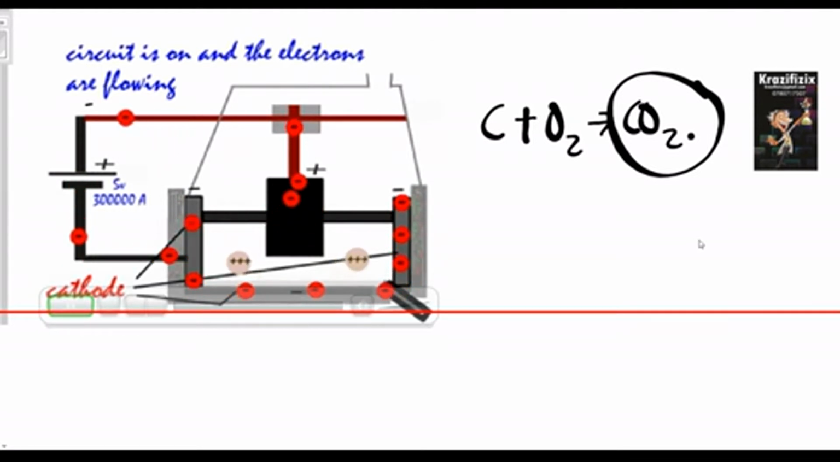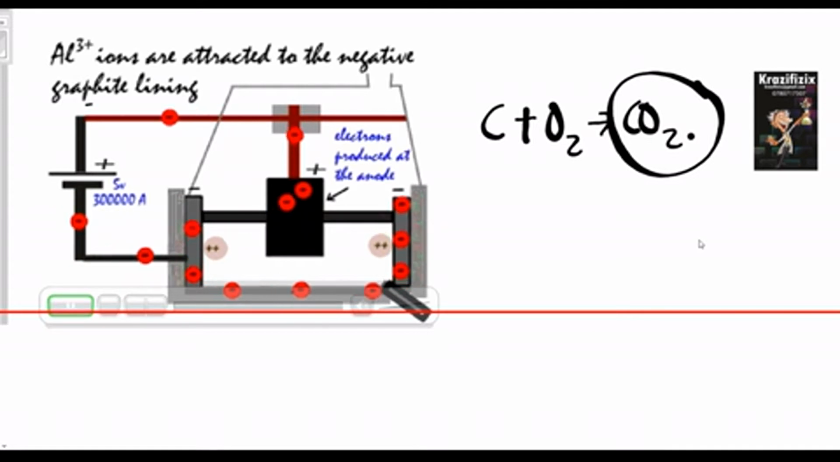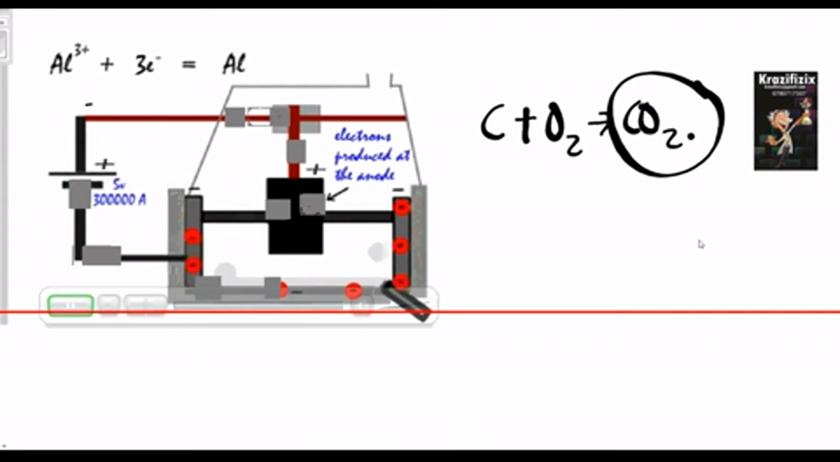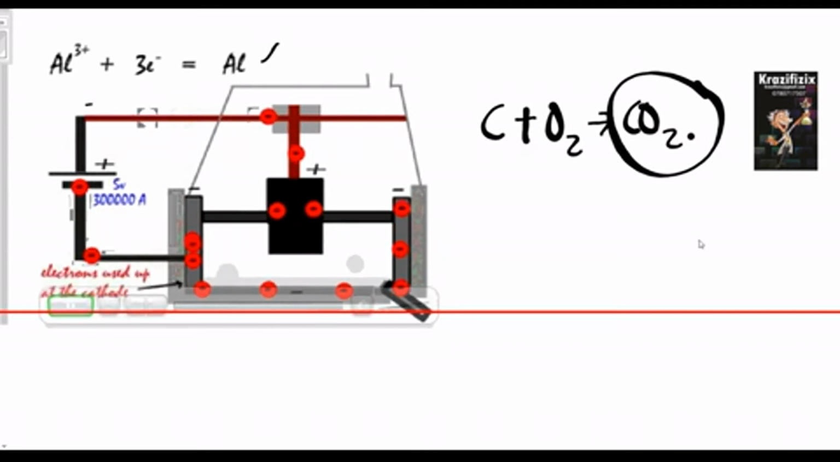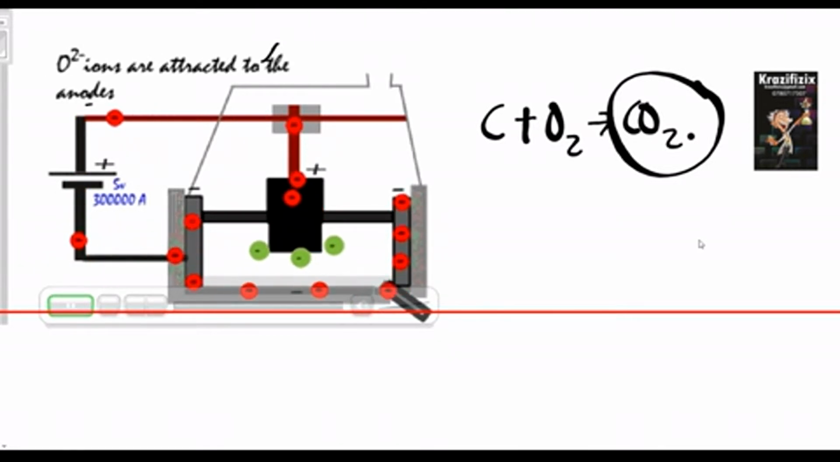Beautiful, beautiful. Electrons are moving from the anode back to the cathode. Remember, electrons are gained there, and this is what we have: Al3+ plus 3e- to give us aluminum. That's what takes place at the cathode. That's reduction, and this is aluminum.